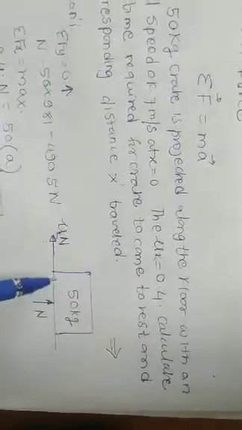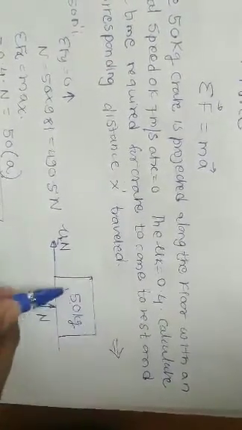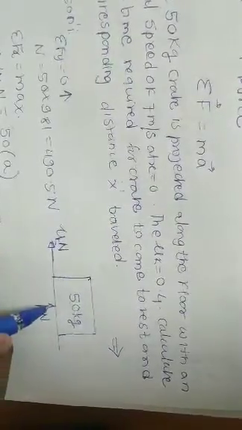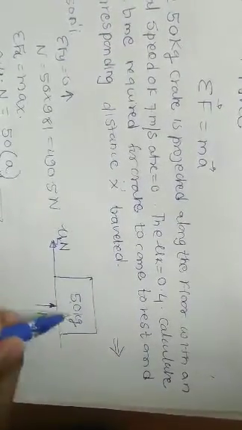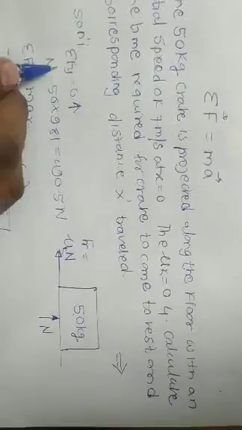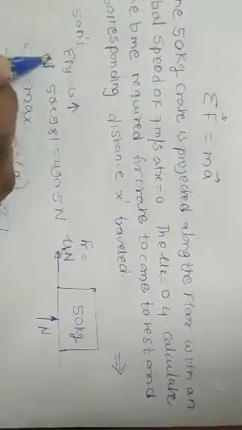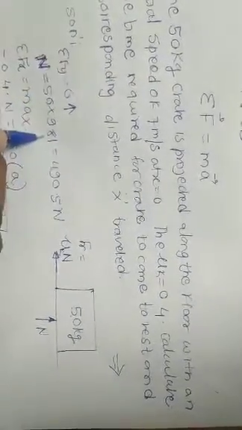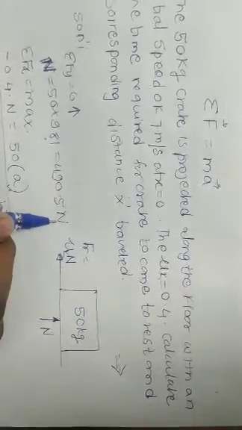So the crate is given, mass is 50 kg, the motion is in this direction, so the friction force will act in the opposite direction. To balance the weight, there will be a normal reaction from the bottom. Fr is equal to mu times N. So we'll find the normal reaction value first. N is equal to mg, and that is equal to 490.5 Newton.